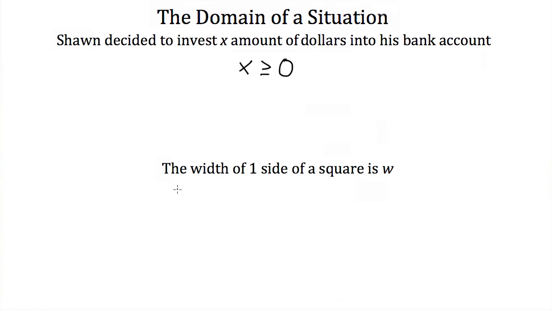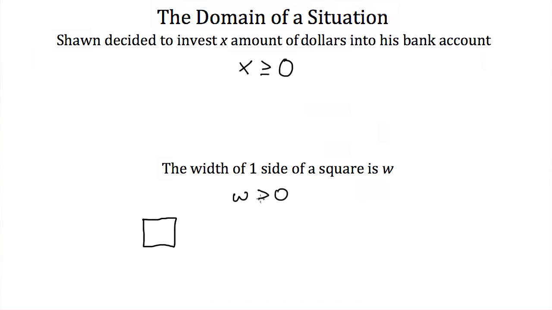Same thing happens with geometry problems. Here we're told the width of one side of a square is w. Well, that means that w has to be greater than 0. It has to be greater than 0 because you can't measure the length of the side of a square as a negative length. Being negative 2 feet wide wouldn't make any sense. So w has to be greater than 0.